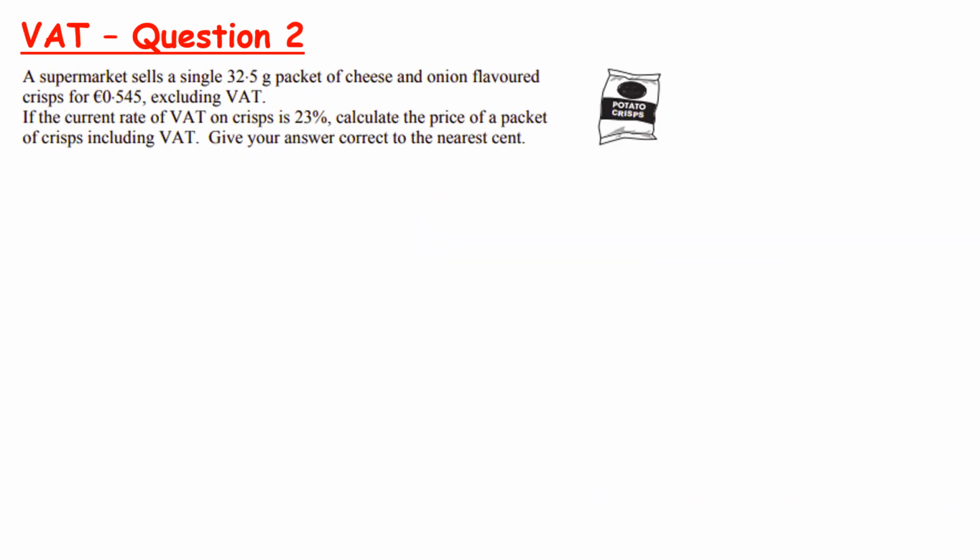Question 2. A supermarket sells a single 32.5 gram packet of cheese and onion flavor crisps for $0.545. Now, you might be saying, oh no, how can we have half a cent? That's because we are excluding VAT, so we will have to add VAT into that, and that can change. Sometimes when we rarely sell things individually, we can have half cents. For example, if you've ever gone to get diesel or petrol, you'll notice that they don't necessarily have full cents because nobody generally goes in and buys 1 litre.